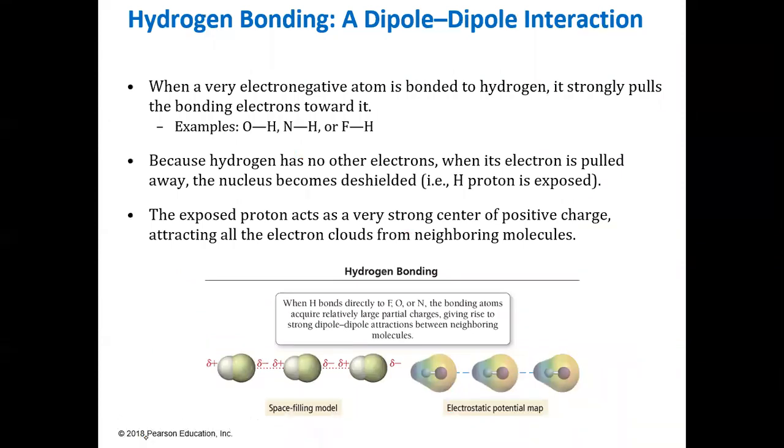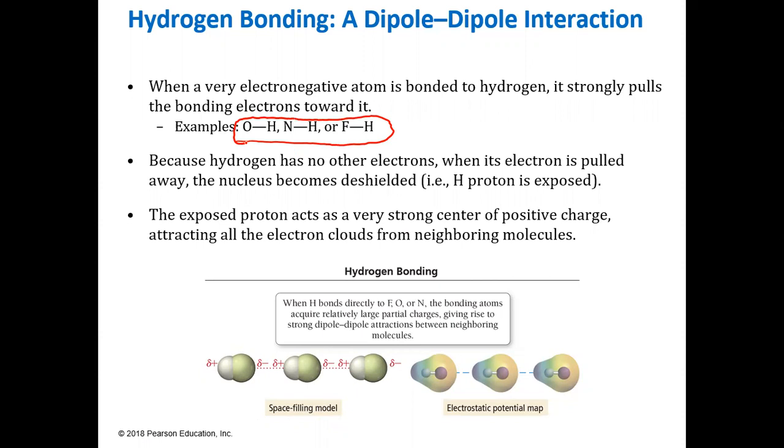Then hydrogen bonding. Hydrogen bonding is just a type of dipole-dipole. So you have a polar molecule that has a very, very polar bond. That polar bond is hydrogen bonded to a very electronegative atom. These are the only three that we will consider. So if you have a hydrogen-oxygen bond, a nitrogen-hydrogen, or a fluorine-hydrogen, those all have hydrogen bonding.